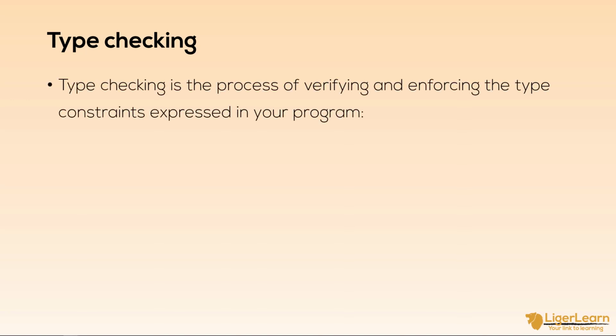Why do we even bother declaring types? In the simplest sense, the purpose of having types is to constrain the value of a variable to a valid set. The process of verifying and enforcing the type constraint, expressed in your program, occurs at compilation time and is known as type checking.